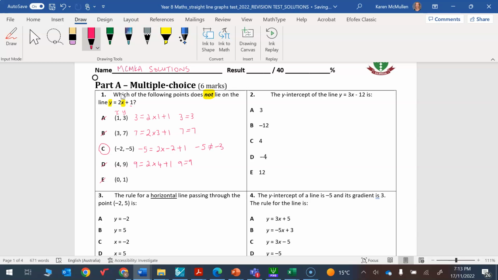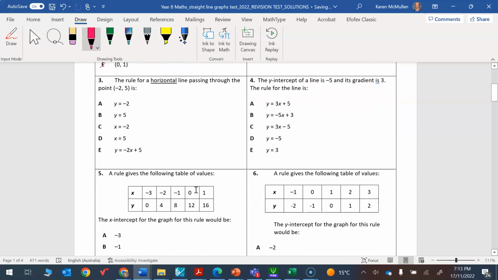Question 2, the y-intercept of the line y equals 3x minus 12. Remember, your y-intercept is just the constant. And don't forget that negative in front of the 12. So it is -12.